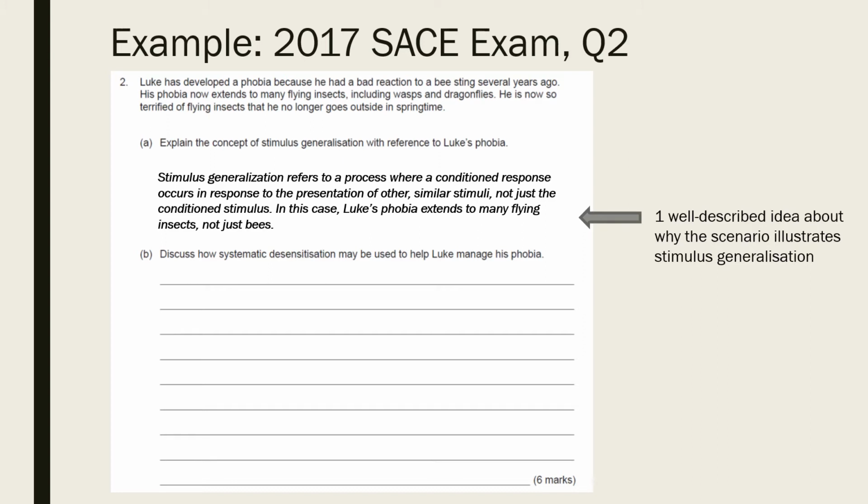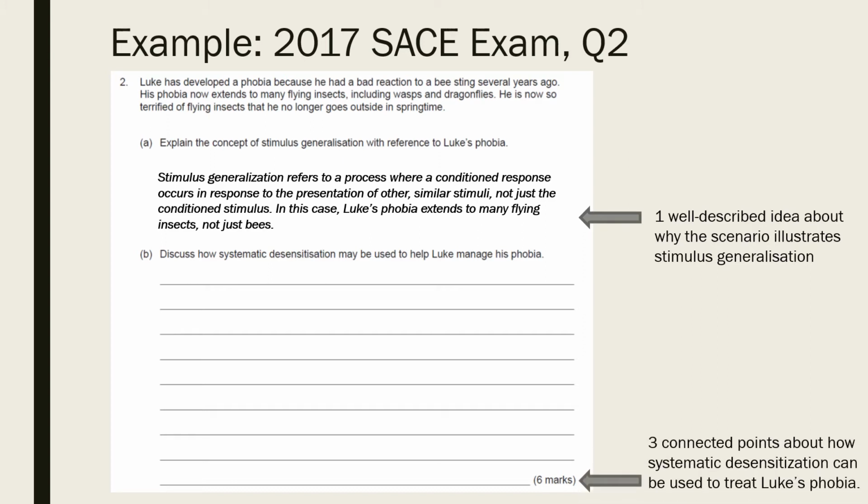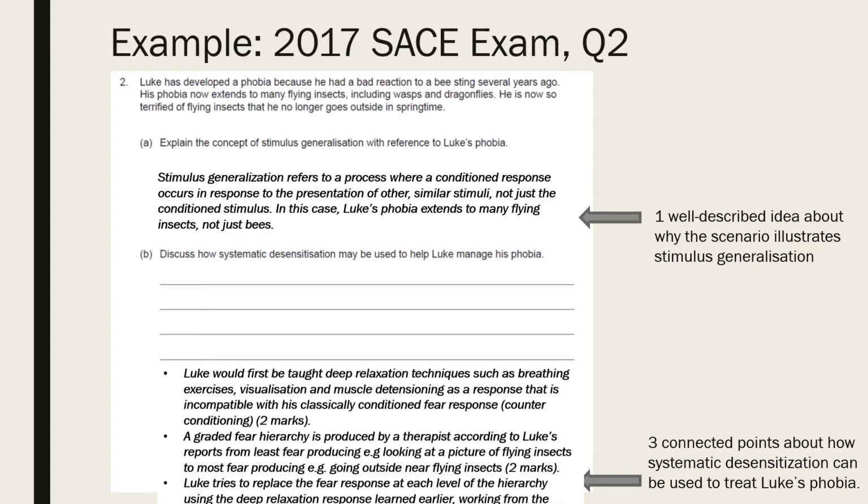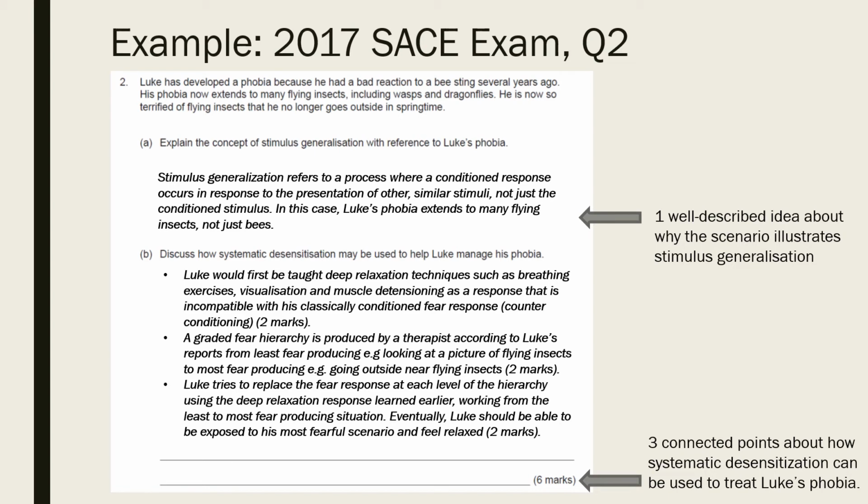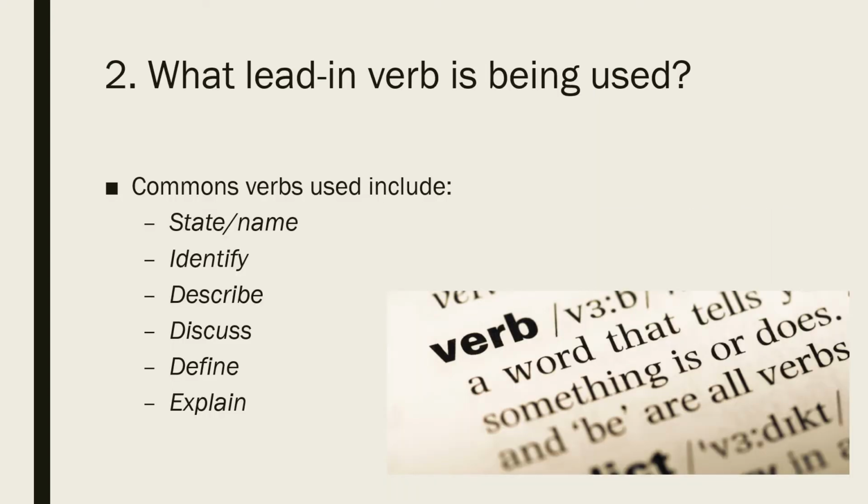Part B is worth 6 marks, therefore 3 connected points about how systematic desensitization can be used is required. For example, the first point could relate to how Luke would be taught relaxation strategies, followed by a description of how a hierarchy of fear is established, which Luke is then progressively exposed to. As mentioned earlier, the lead-in verb used is also important, as it indicates how to frame up your answer. Some commonly used lead-in verbs include state, name, identify, describe, discuss, define, and explain.